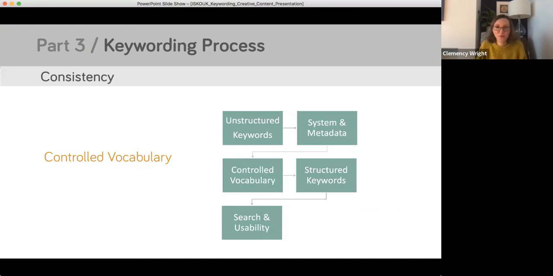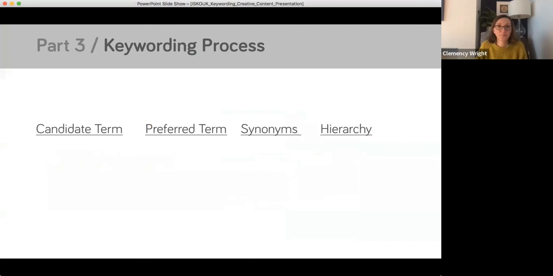So this flowchart basically reiterates everything I've just said, which would be to construct your controlled vocabulary. You're going to move from a situation where you have unstructured keywords that appear in a system, or with some metadata fields, to more of a controlled vocabulary, which becomes more structured, and then therefore you get an improved user experience and usability as a result of that.